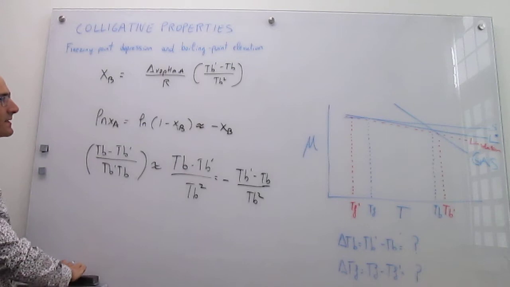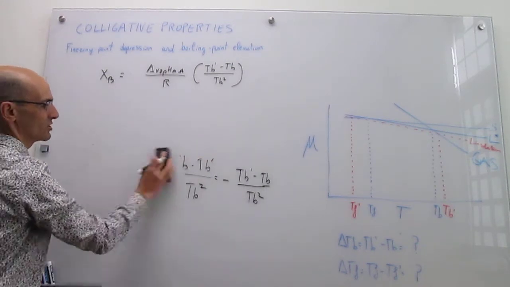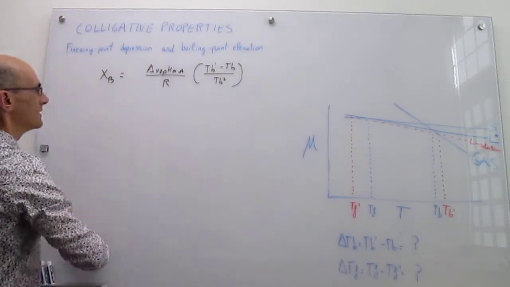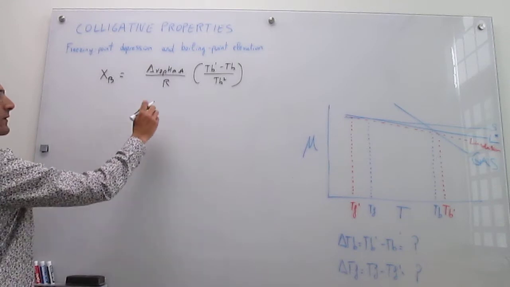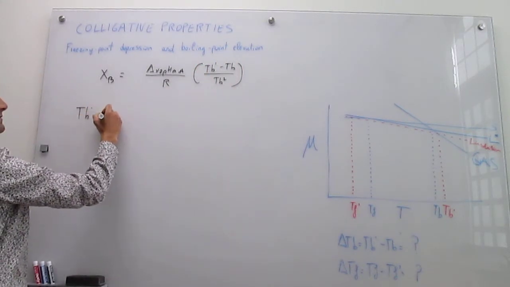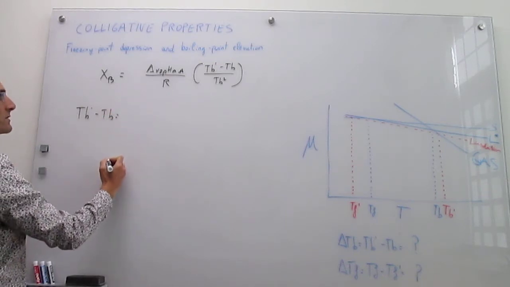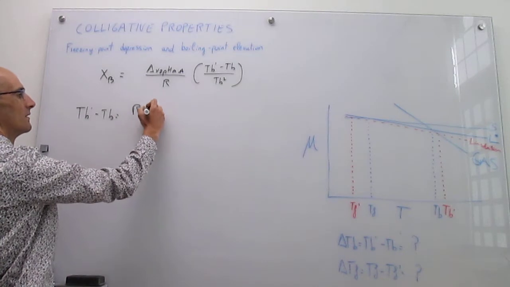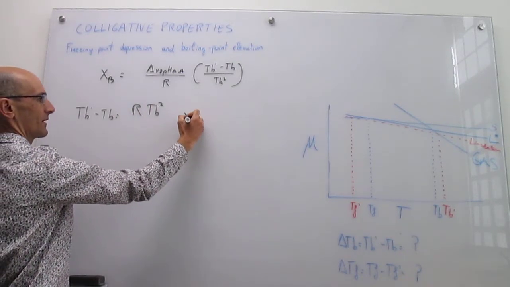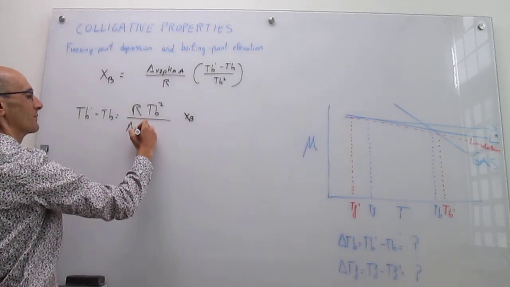Okay, so that's nice. As a matter of fact, now what we can do is just solve for the change in the boiling point, which is our final goal for this, and we can be ready, right? So now we're solving for that. So TB prime minus TB, that's the change in the boiling point, is going to be equal to R, boiling point of the pure solvent squared, times the mole fraction of B, divided over the vaporization enthalpy.